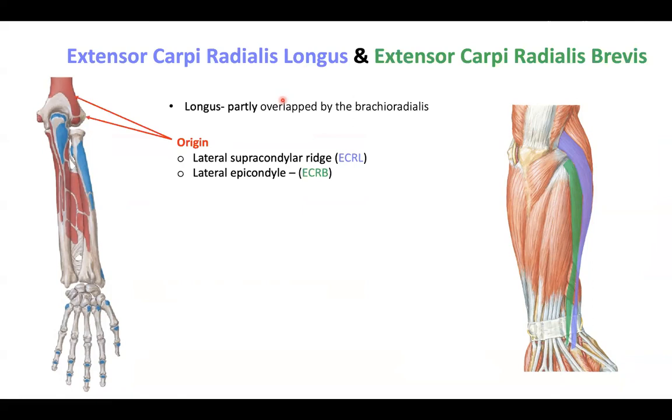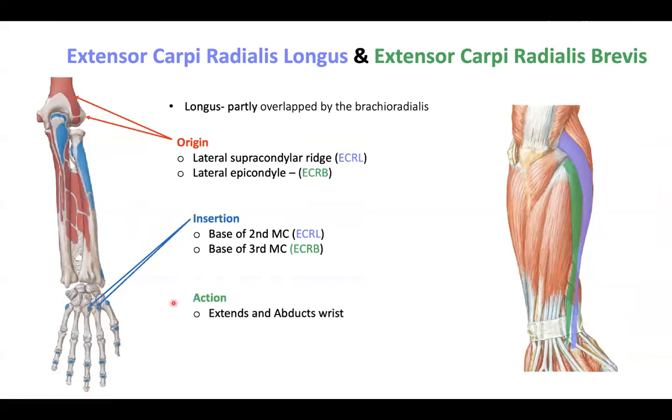When we see their origin, longus originates from the lateral supracondylar ridge. Like brachioradialis, longus originates from the lateral supracondylar ridge of humerus. But brevis originates from the lateral epicondyle. And longus is inserted into the base of second metacarpal, but brevis is inserted into the base of third metacarpal. So they have a different insertion site. But they have a common action.